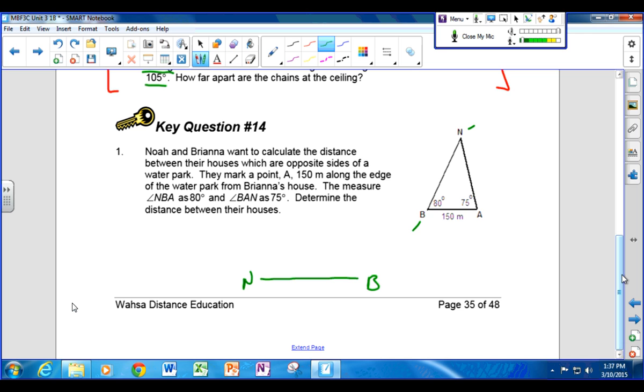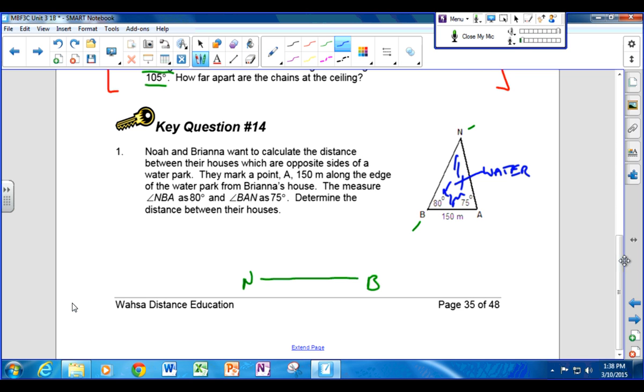So Noah and Brianna want to calculate the distance between their houses, which are on opposite sides of a water park. Okay, so this must be the water park in here. Right, yeah, makes sense. If you go to Florida, a lot of the houses have that. What do they call it, a lake view or something? Well, it's an artificial pond, basically.